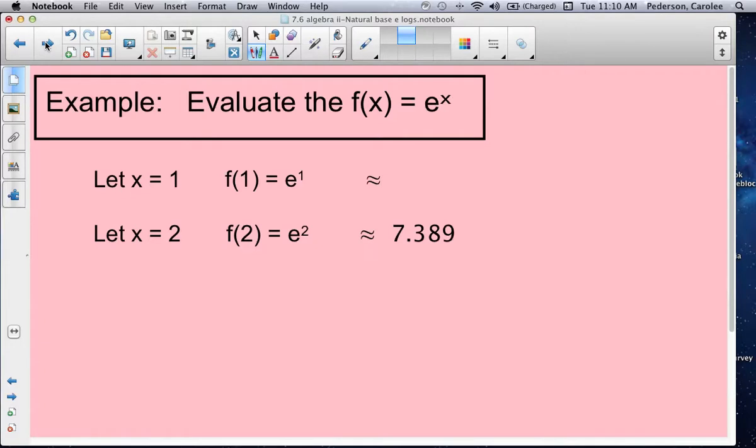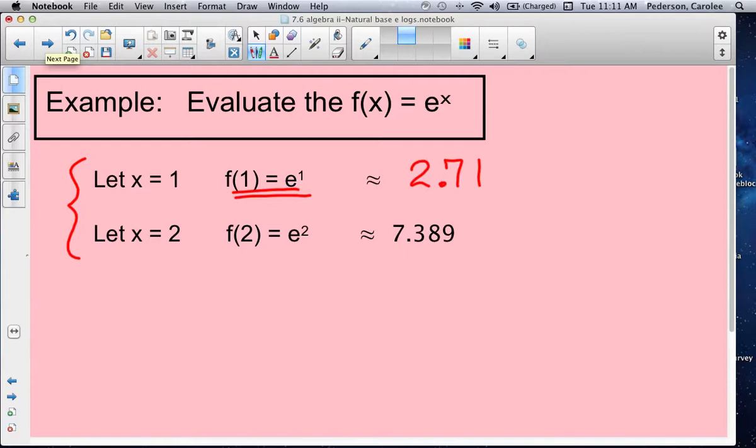The next thing is we want to evaluate the function f of x equals e to the x. So with our calculator, I'd say you don't need to write these down. Just practice it. F of 1, which represents e to the 1 power. What is e to the 1 power with your calculator? Make sure you're able to do that. That should be approximately 2.71, and then the decimal does go on.